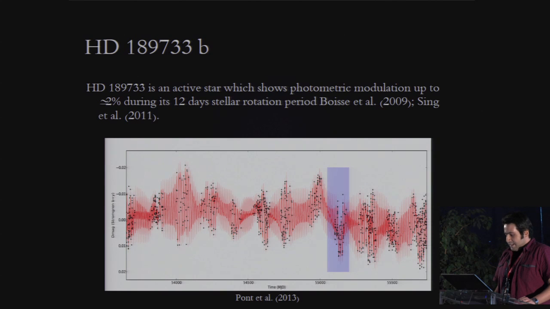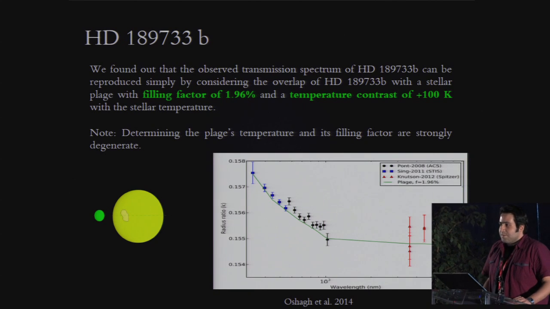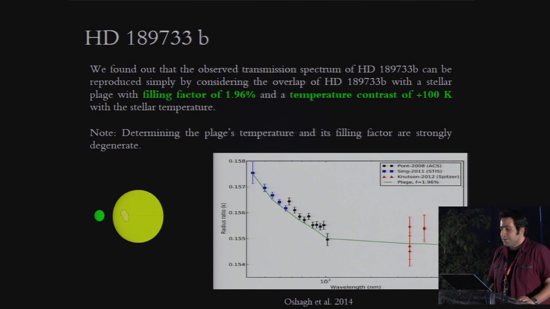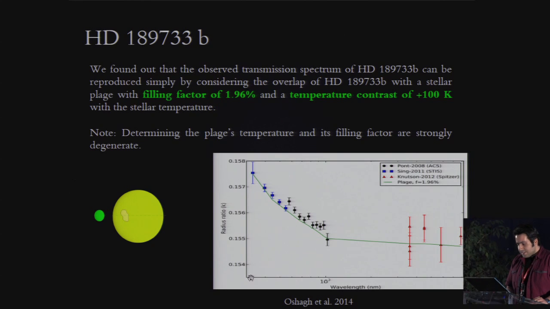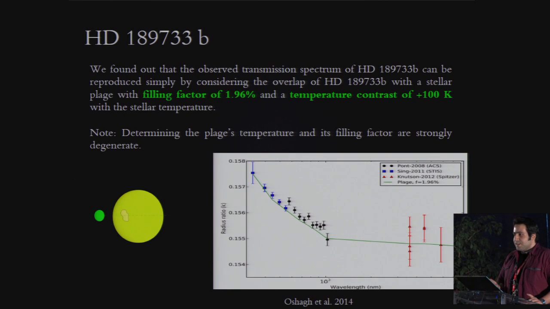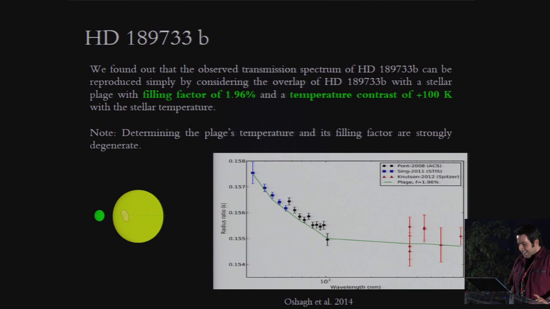So we assumed that, and we find that we can easily reproduce that increase in the planet radius toward short wavelength, which was interpreted as Rayleigh scattering in the planet atmosphere, just by assuming overlap with a plage. So we want to call attention again to the people working on transmission spectroscopy: the amplitude of the Rayleigh scattering that you expect can be easily reproduced by stellar activity occultation.